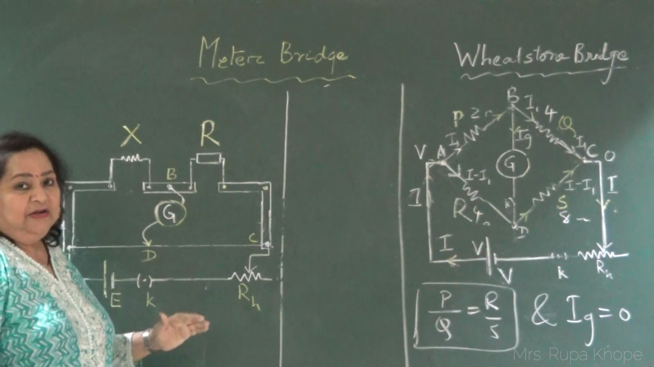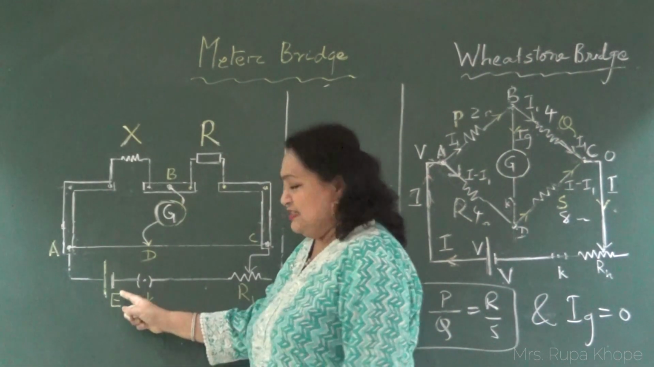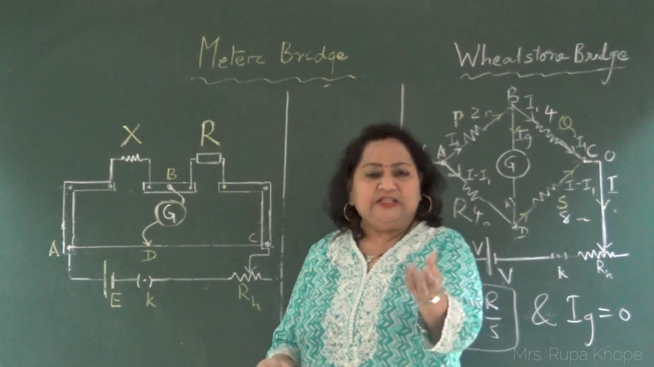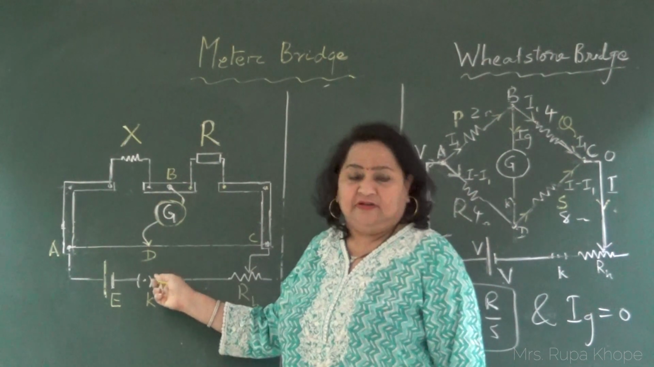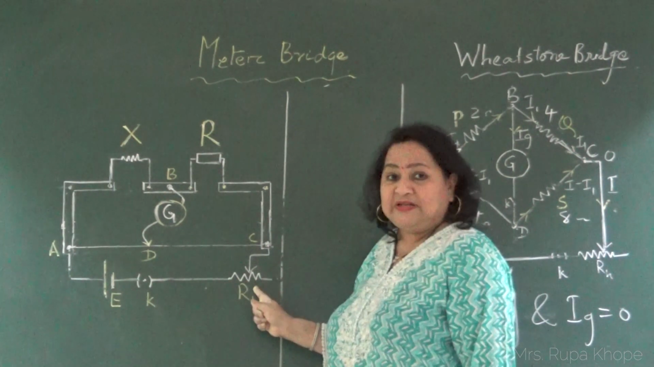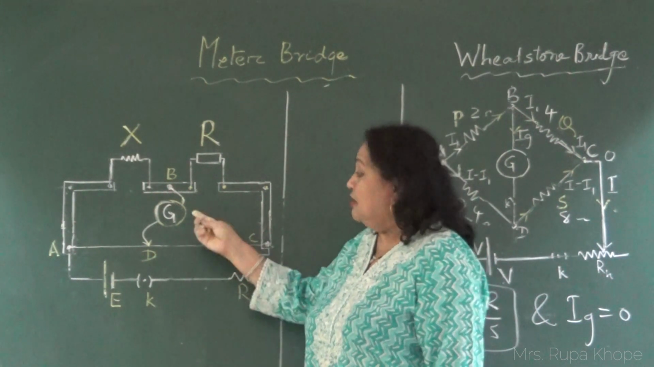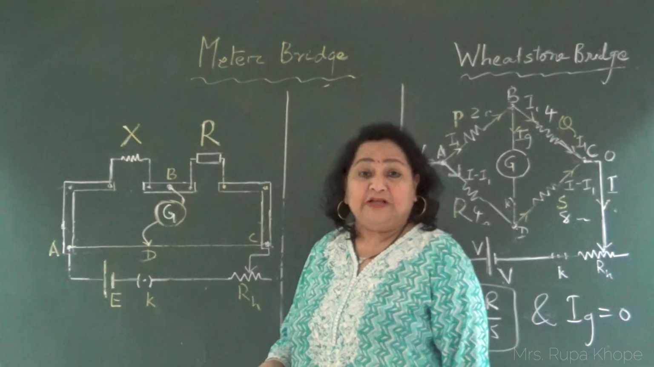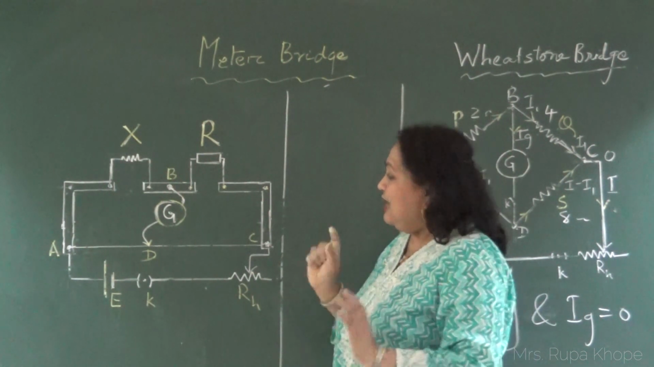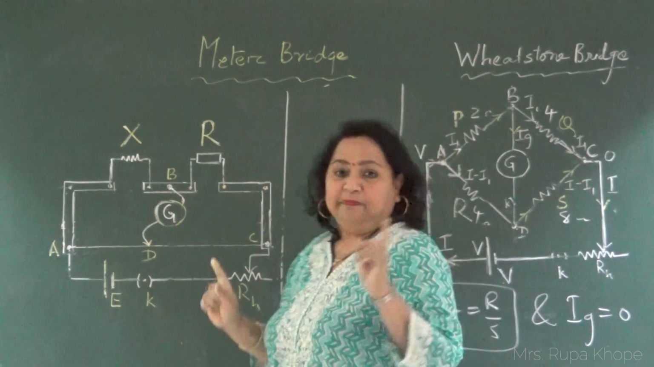And the main point is the primary cell. Primary cell means there is one cell here. Now we have taken a Daniell cell because it's a very small voltage. We don't want high currents here. Then there is a key and there is a rheostat to control the current. We don't want excessive current because ultimately that current is also going to pass to the galvanometer, a very sensitive galvanometer.